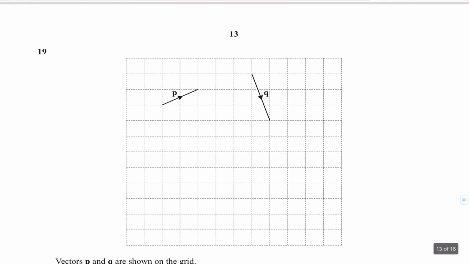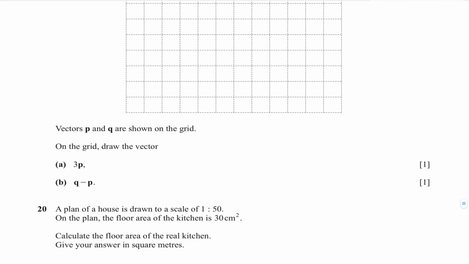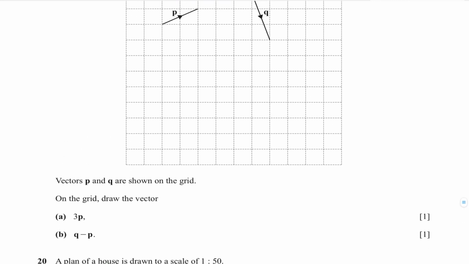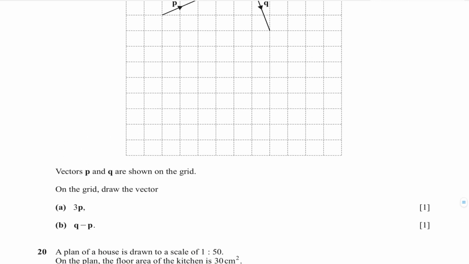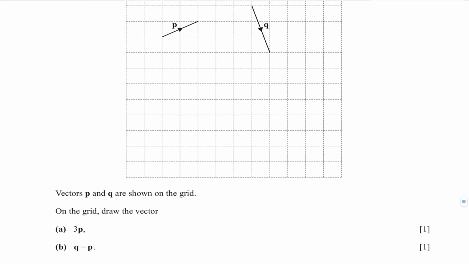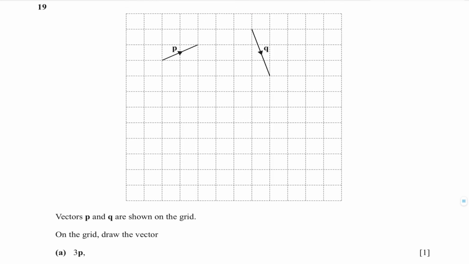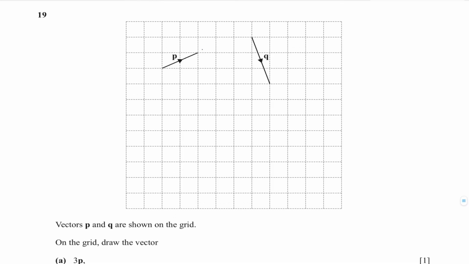Okay, so that's that. Let's do question number 19 now, which is related to vectors. So we have two vectors p and q, which are shown on the grid, and on the same grid we have to draw 3p, and we also have to draw q minus p. Okay, so if I want to draw 3p, that means I'll just have to take this vector and triple it, or you can say multiply it by 3.